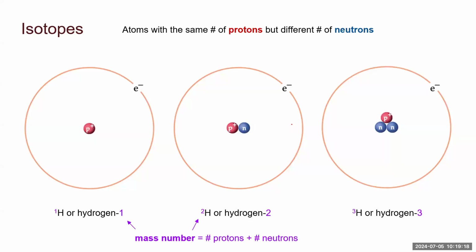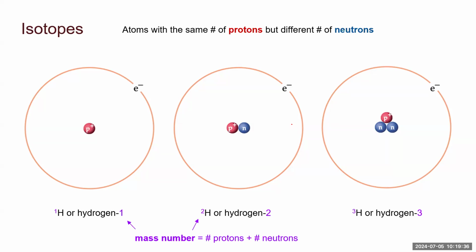Now, we talked about these a little bit the other day. Isotopes. Isotopes are kind of different variations of an atom. Isotopes are atoms with the same number of protons, but different numbers of neutrons.